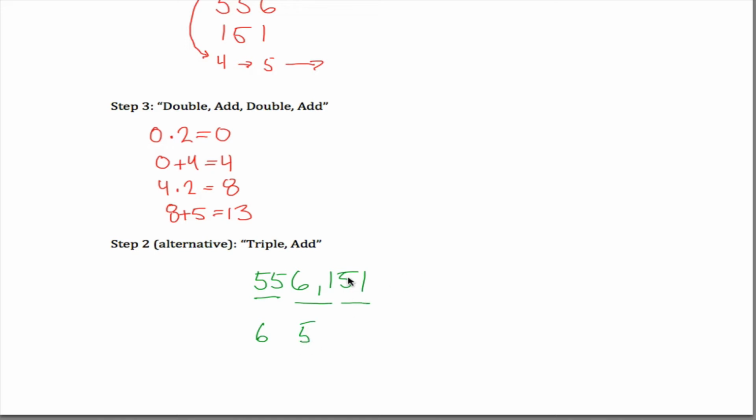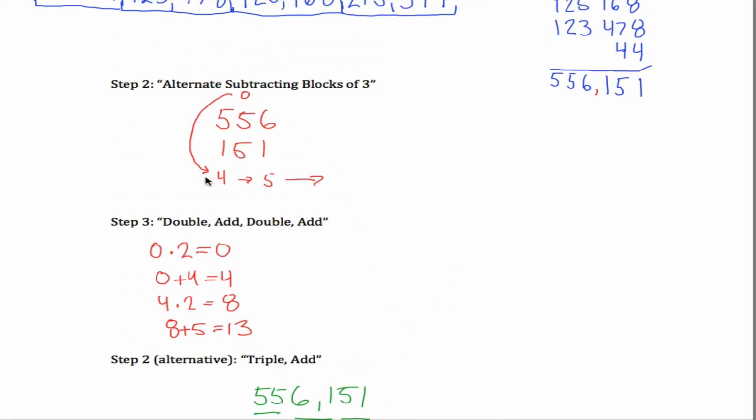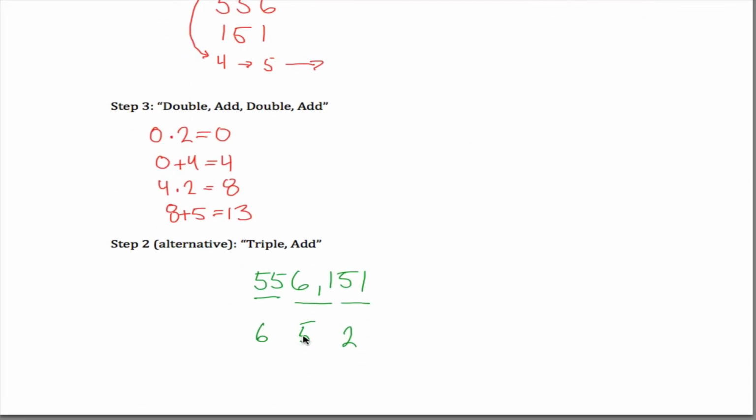Finally, 51. Triple this 5, you get 15. Add this 1, you get 16. 16 is what I could write down here, but I'm going to write the 2. Instead of coming up with 0, 4, and 5 using this method, you could come up with 6, 5, and 2 using this method from step 2.